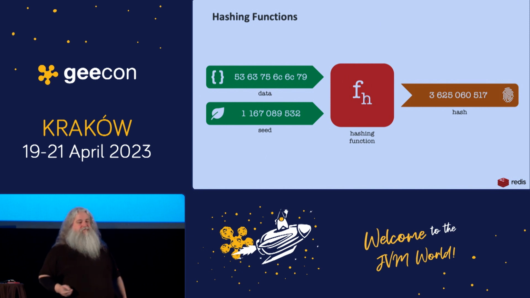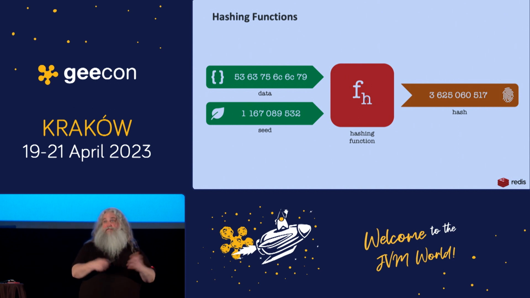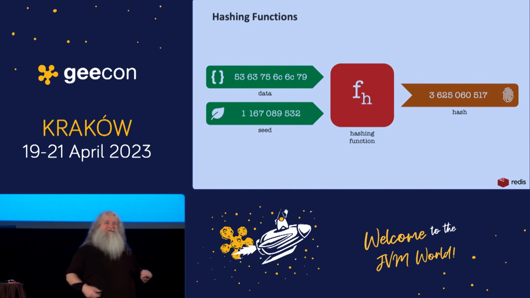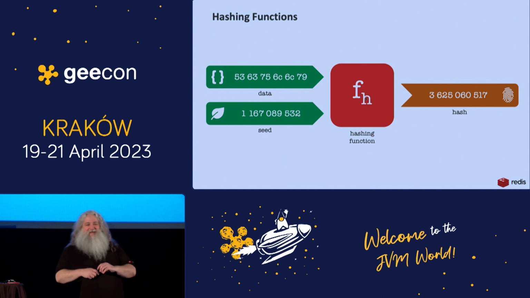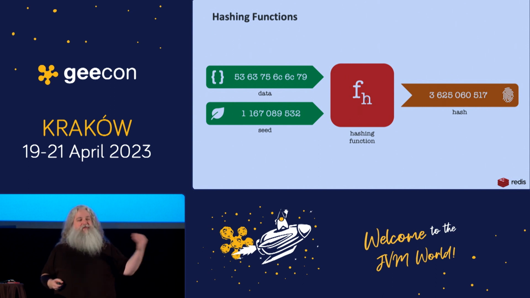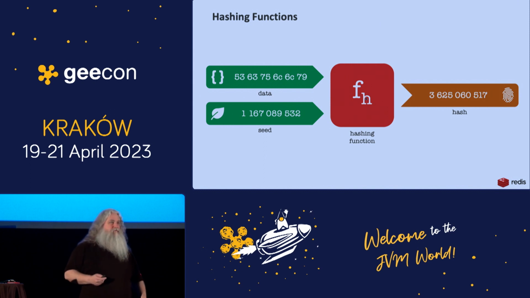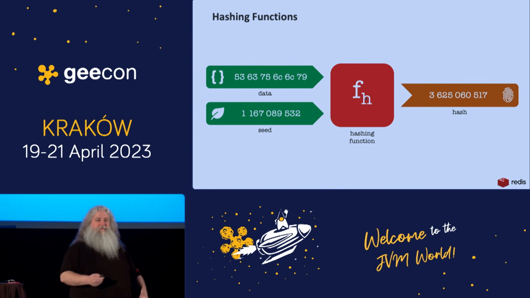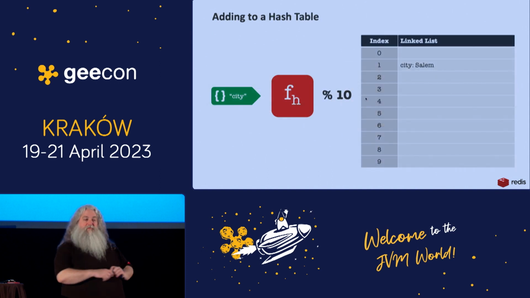In here, I've got some data coming in. It's actually the ASCII values, or the UTF-8 values, for Scully from the X-Files. And it spits out this unique number. And every single time you do it, it's deterministic. Give it the data and the seed, it will always give you the same value. But you can't get the value back from the hash. That's what hashes do.